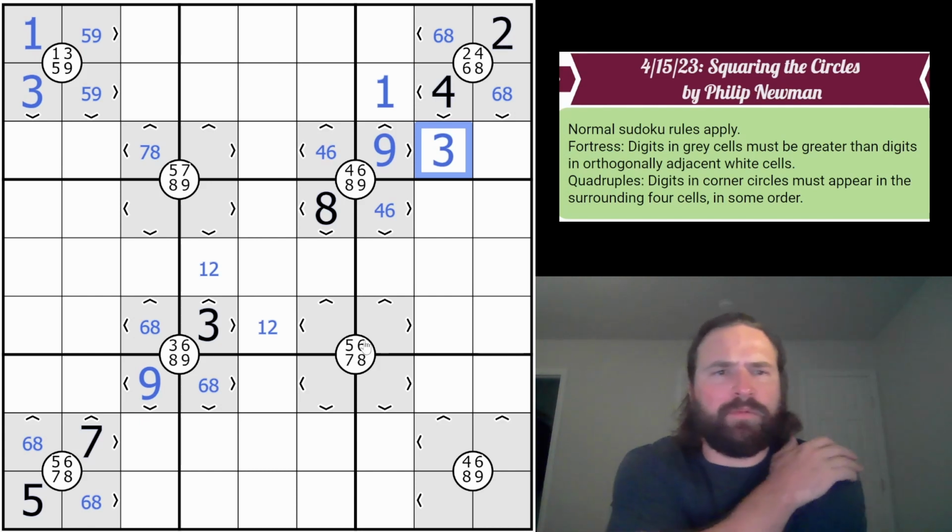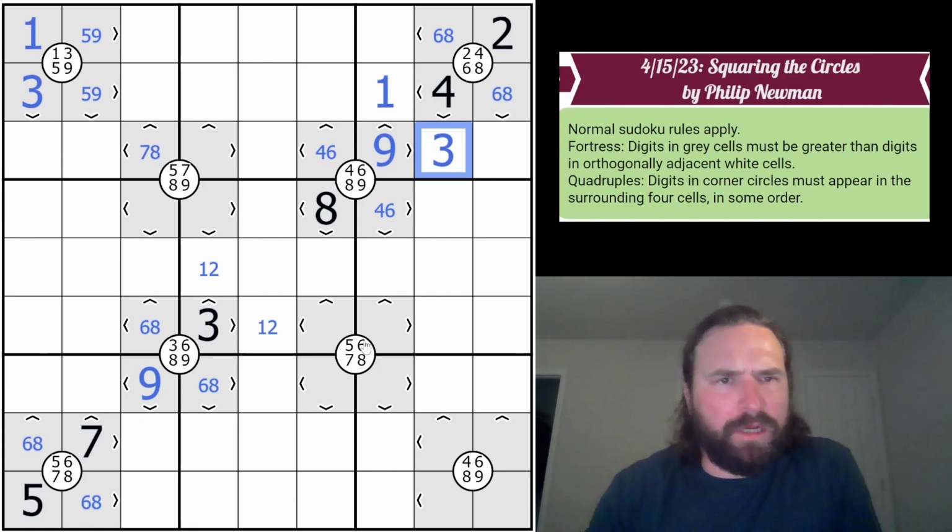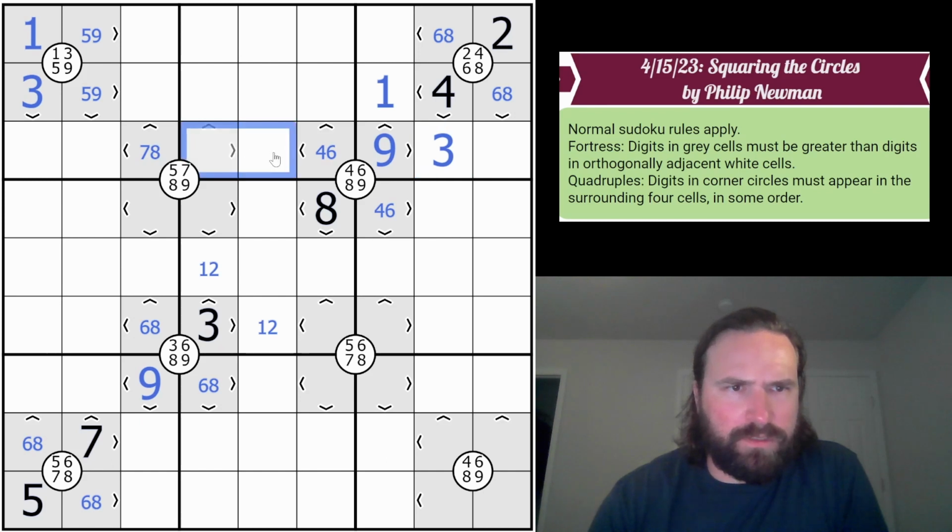Okay, so we're starting to make a little progress, I guess. Now one of these two has to be a 1. It can't be this one, so this is going to be a 1. This is going to be a 2. This is going to be a 1.